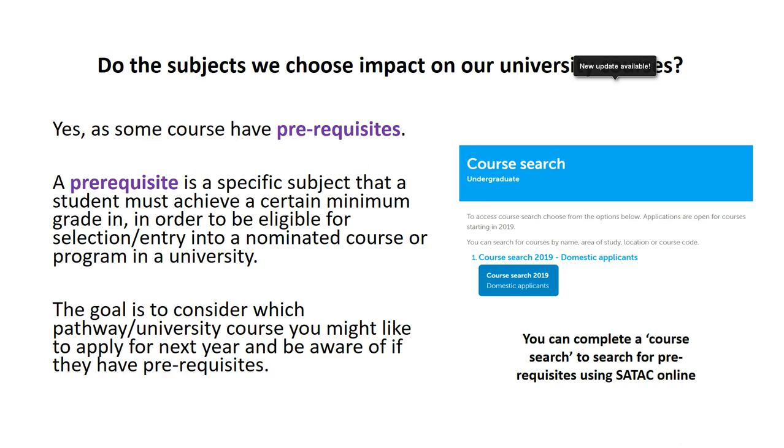One way to find out if a course or program has a prerequisite is to use the SATAC Online Course Search program. The link to this course search will be provided in the video description below. It's also important to note though that course searches do vary depending on the year and the level or impact of the university.